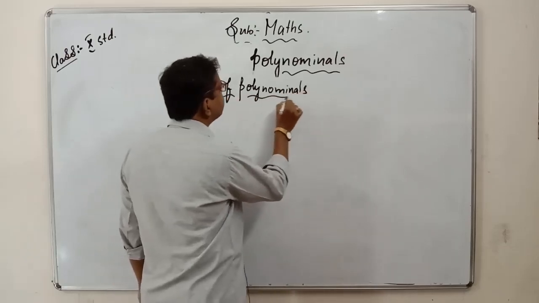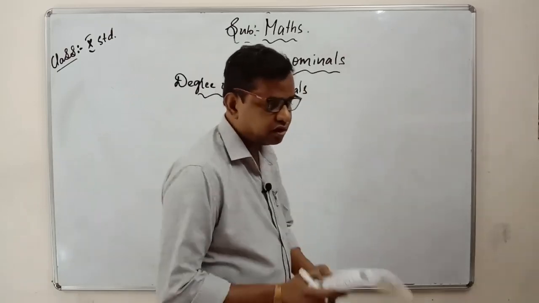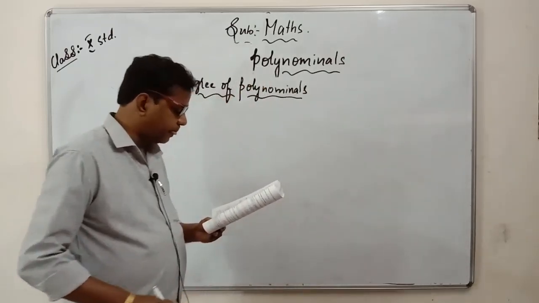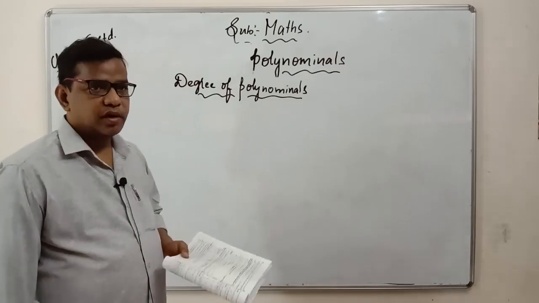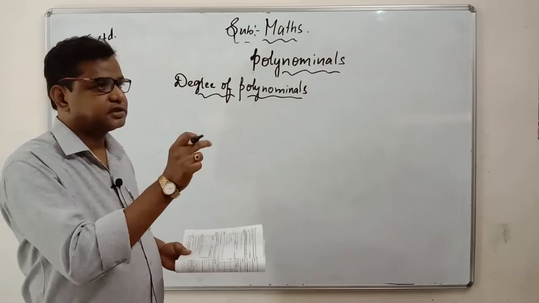Take note, this is also very important. What do you mean by degree of polynomial? I will tell you what is the degree of a polynomial here. So I will give you one table. If possible, copy the table also. There it is given very clear.